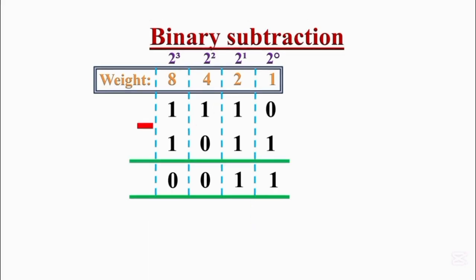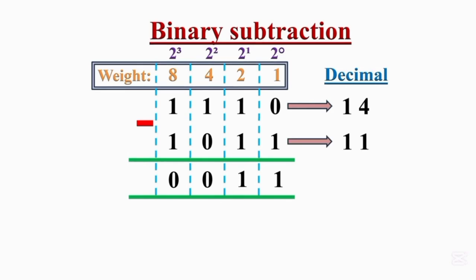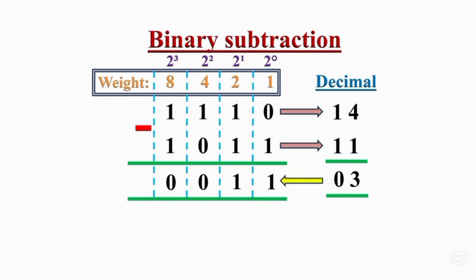Now let us convert these binary numbers into decimal numbers to check the answer. The decimal equivalent of 1110 is 14, and the equivalent of 1011 is 11. 14 minus 11 is equal to 3. So our answer is correct. Good job, I hope you learned something.